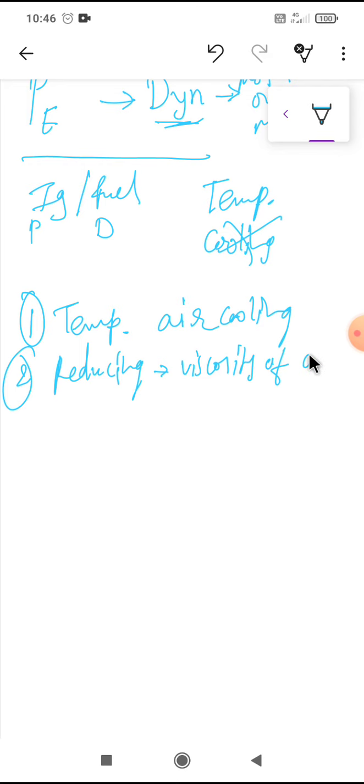Viscosity of oil is reduced. So what will happen? The oil viscosity increases, therefore it increases the friction power. With the lower lubricating oil temperature, the oil viscosity increases, so it increases the friction power. So due to this the friction power is increased.